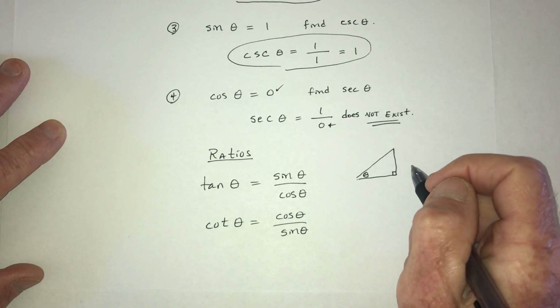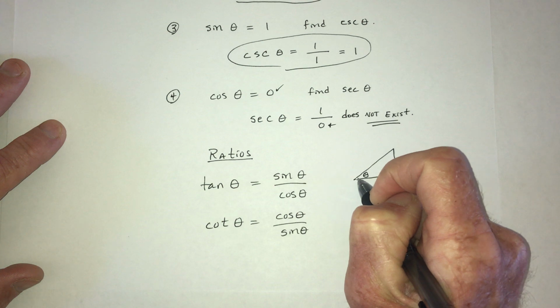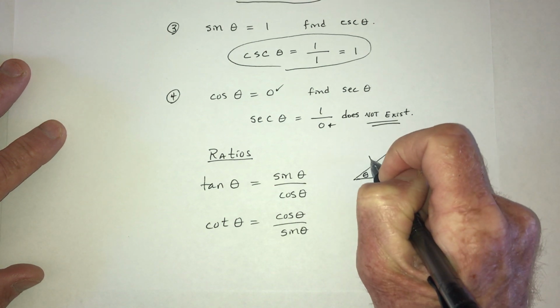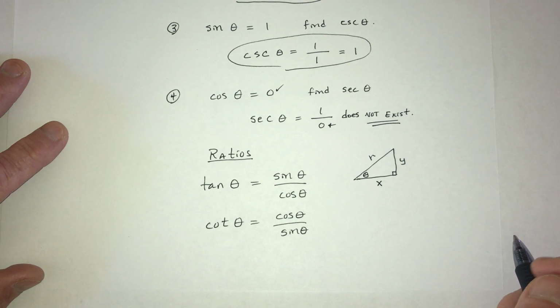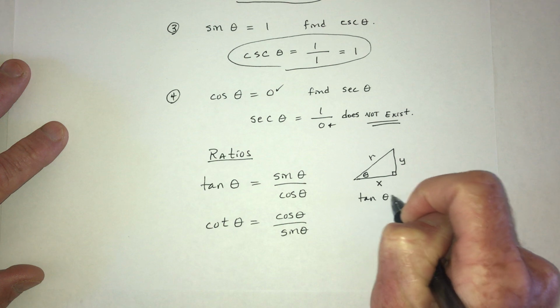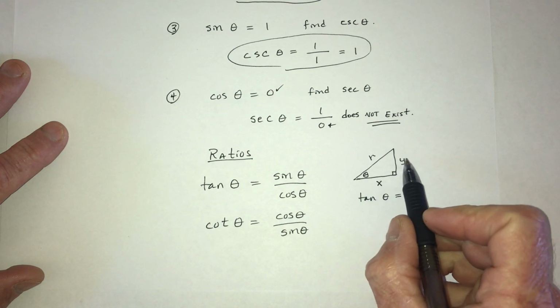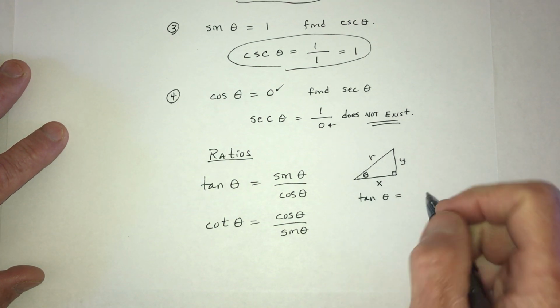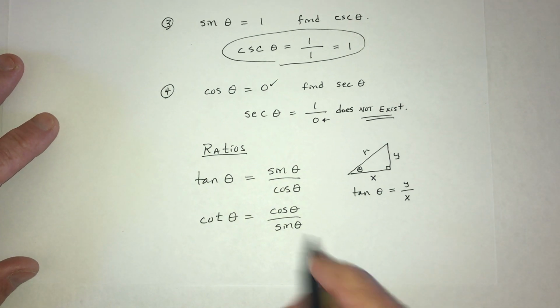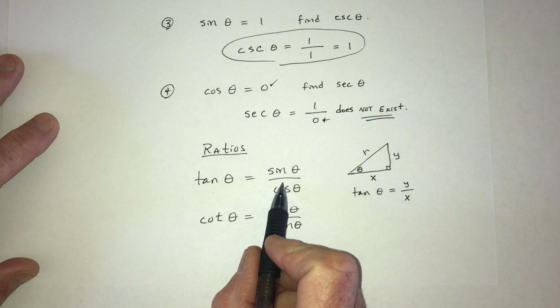So instead of using the words opposite and adjacent and hypotenuse, I'm going to use x for this side and y for this side and r for this side. So what does tangent equal? Tangent of theta is equal to opposite over adjacent, so it's y over x. That's what this side equals. Then what about this side?